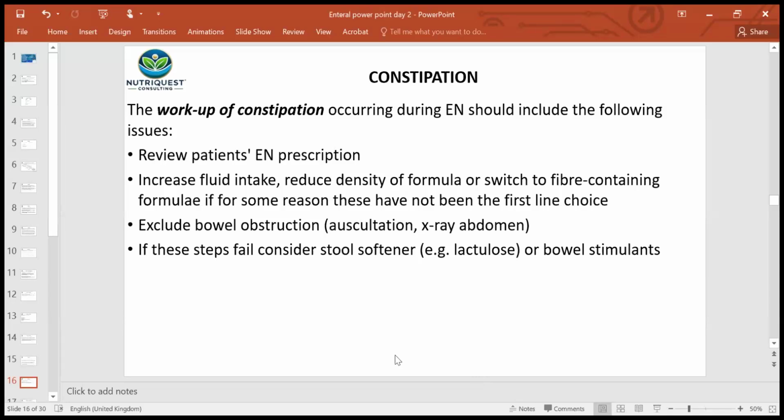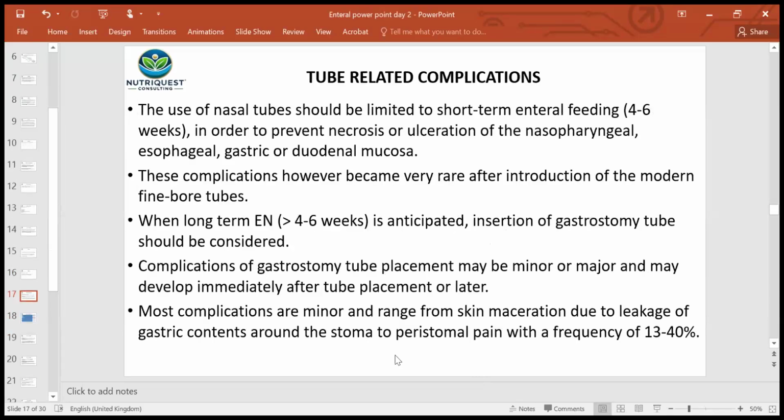So that is the procedure for constipation. Great. Let's look to another complication called tube-related complications. Okay. So tube-related complication: the use of nasal tube should be limited to short-term enteral feeding, that is 4 to 6 weeks, in order to prevent necrosis or ulceration of the nasopharyngeal, esophageal, gastric, or duodenal mucosa.